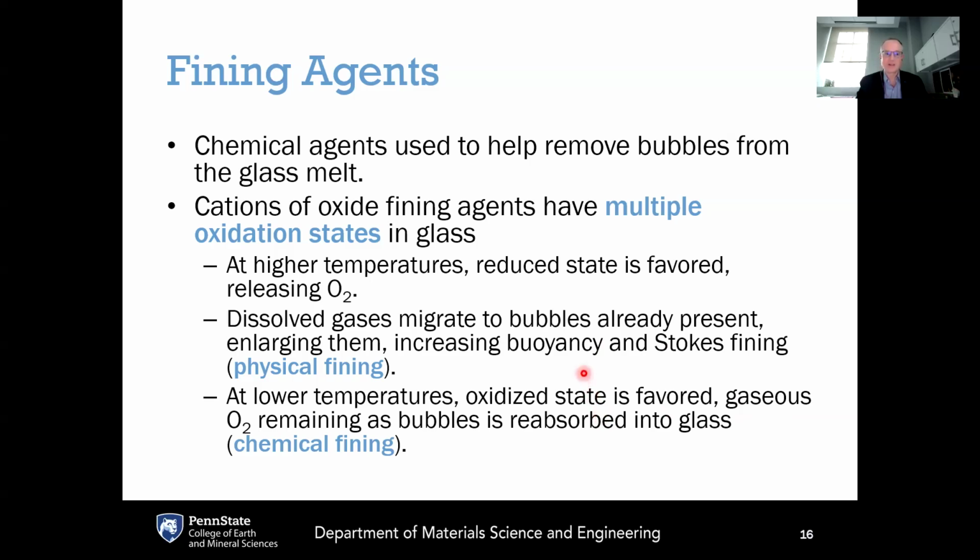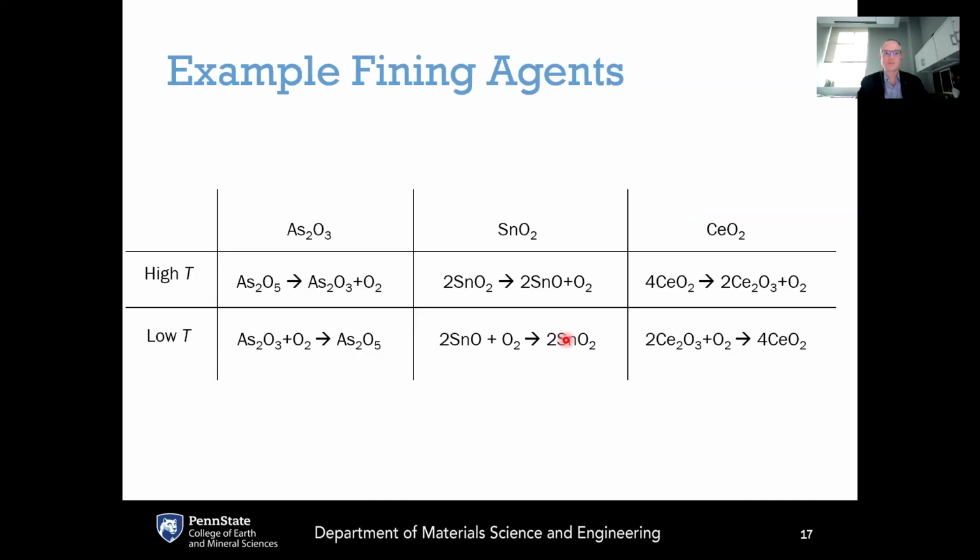So fining agents serve two purposes. One is to help physical fining by releasing oxygen, which enlarges the size of the blisters, enabling them to rise up faster. And then upon cooling, any remaining oxygen gets reabsorbed by converting the fining agent back from its reduced state to its oxidized state. What are some commonly used fining agents?